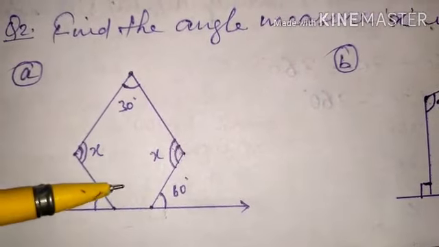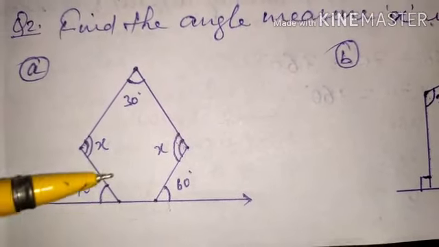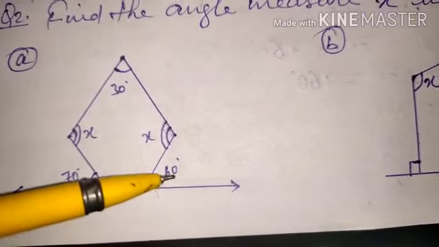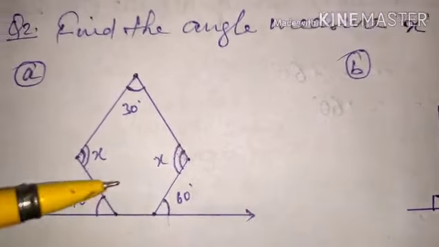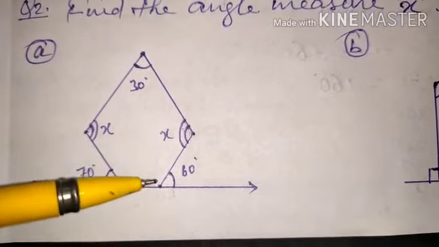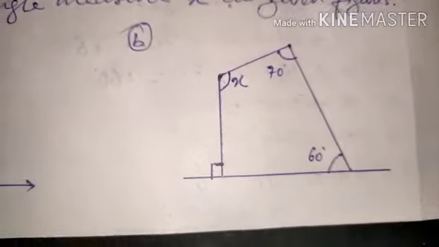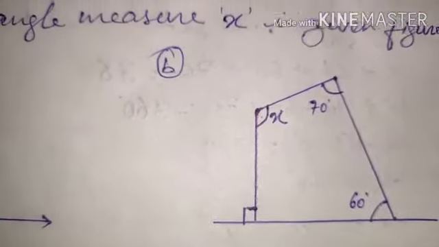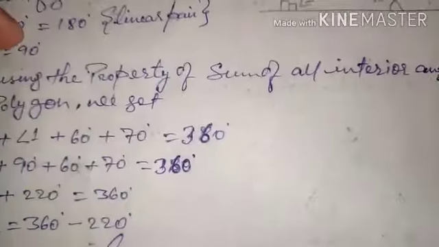70 plus this angle will become 180. Why? Because this is forming a linear pair. Similarly, 60 plus this angle will also form 180 degrees because of the linear pair. Now we'll move on similarly here also. Let's not waste more time. I'm moving to the solutions one by one. Let us see the solutions.